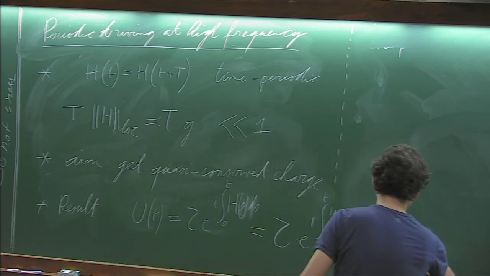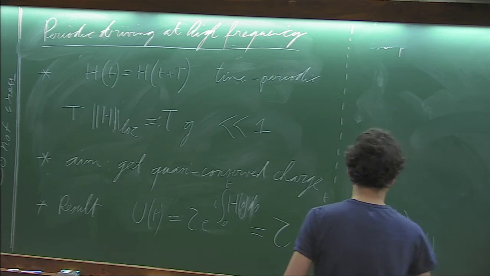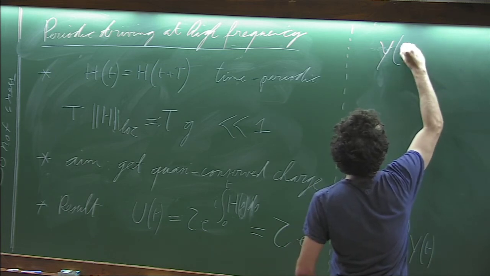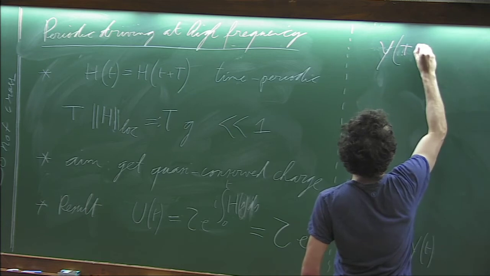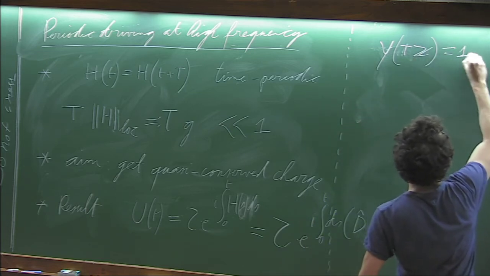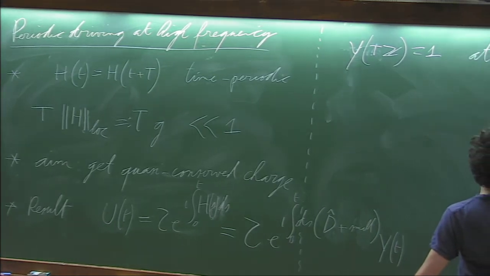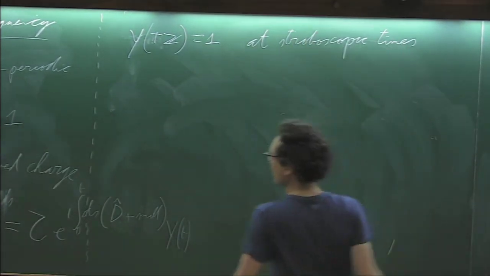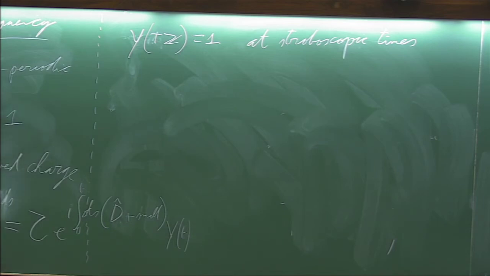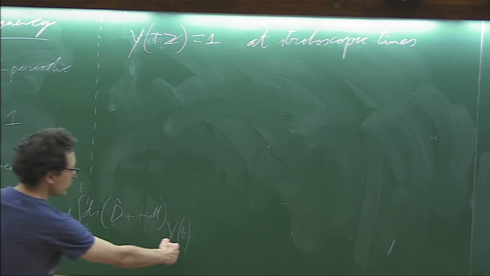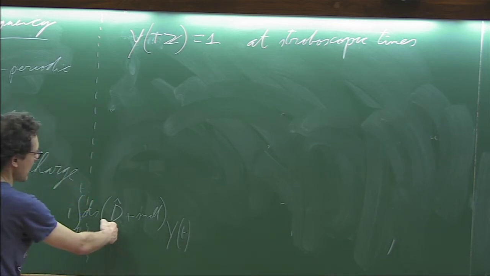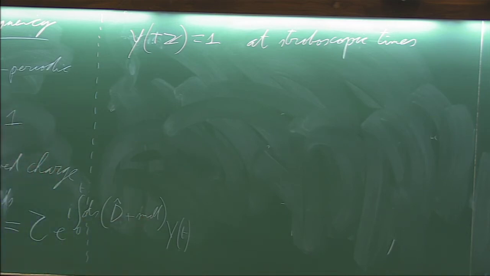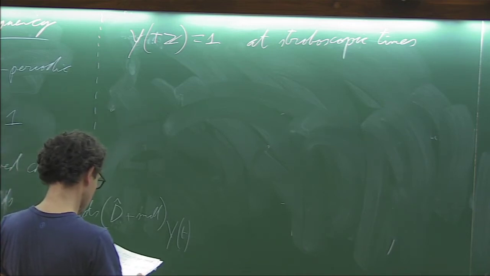And this will be true in a rotated frame, with the frame rotation such that at multiples of the period, at stroboscopic times, this is simply one. So I have the evolution given by a time-dependent Hamiltonian, and by going to another frame, I write it as the evolution by a time-independent Hamiltonian plus very small, again exponentially small, corrections. Okay, so that will be the result, so that there will be no surprises.